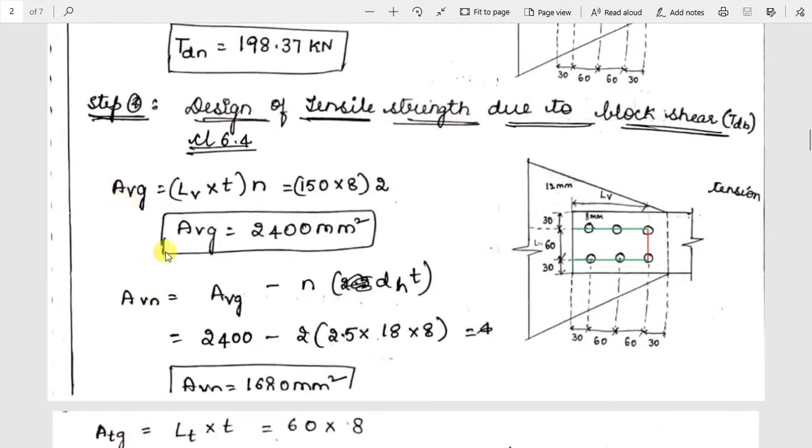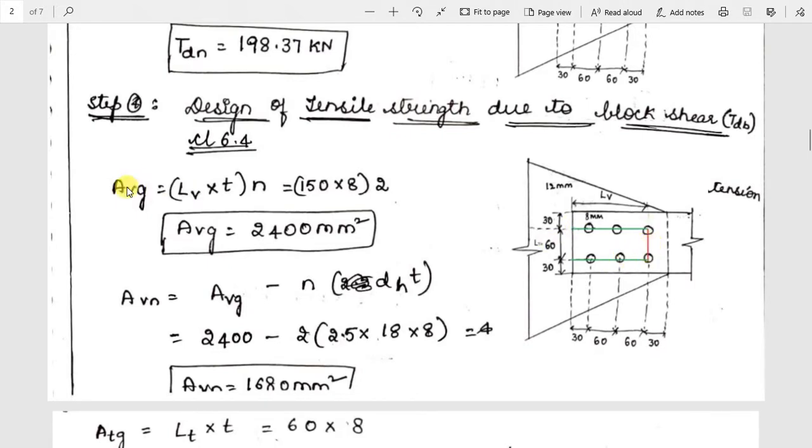These are nothing but the areas. A stands for area, V stands for shear and G stands for gross. So Avg is given by Lv into t, where V stands for shear. I told you that there are three failure planes here, two horizontal and one vertical. This portion will be separated as a block, and that's the meaning of block shear failure. So two planes of shear, one plane of tension.